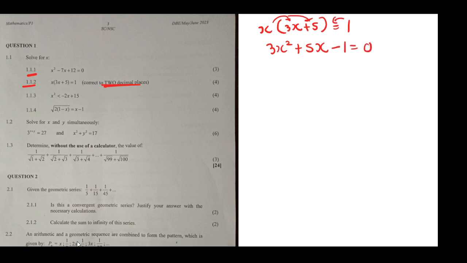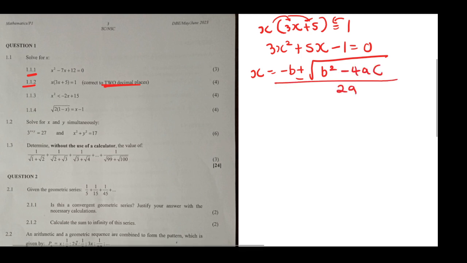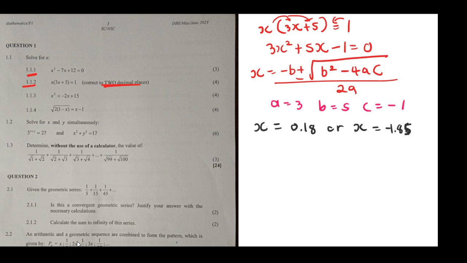We use our quadratic formula, which is x equals minus b plus or minus the root of b squared minus 4ac, divided by 2a. What is the value of a? a equals 3, b equals 5, c equals minus 1. We substitute that into the quadratic formula. You get your x value, which equals 0.18, or x equals minus 1.85. Let me know what you're getting in your calculator, just tell me in the comment section. So these are the solutions of x that I'm getting.